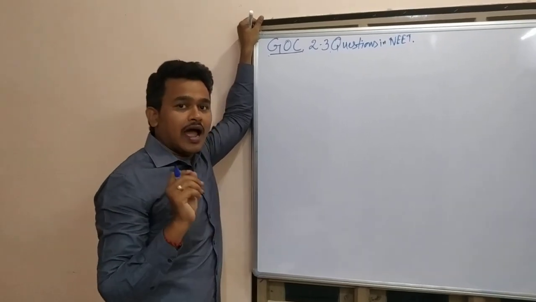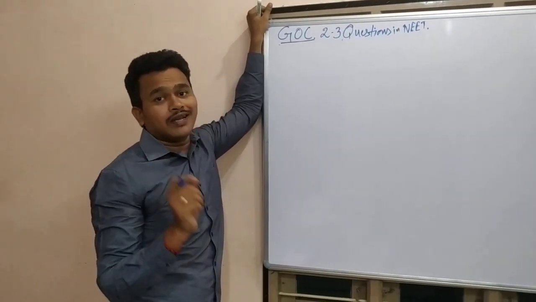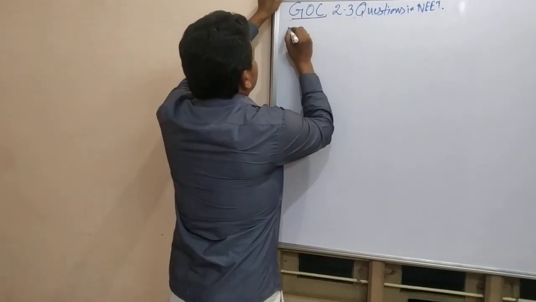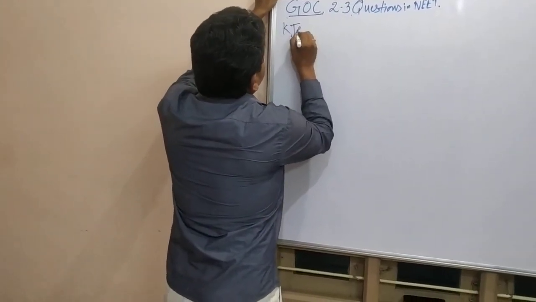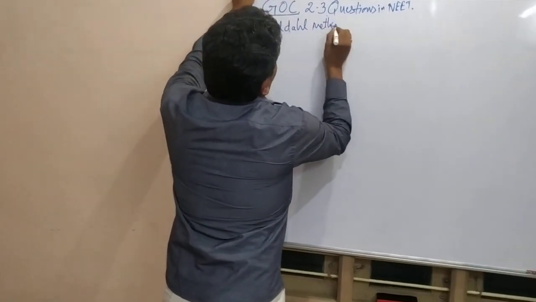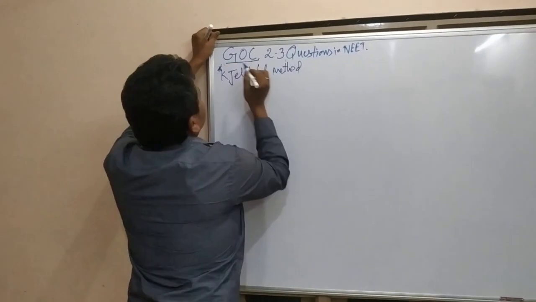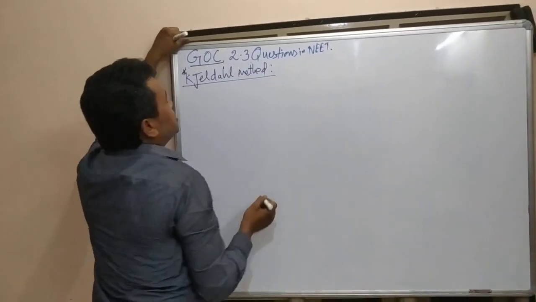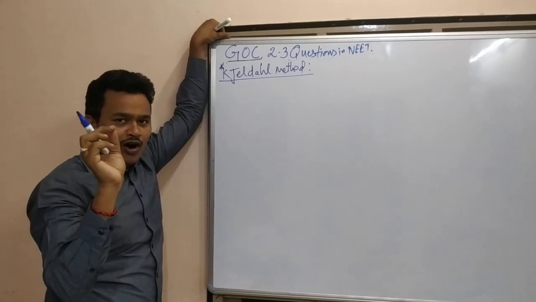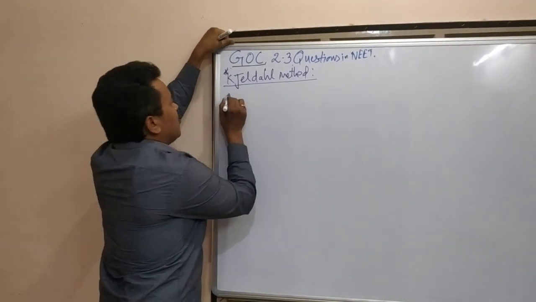Another important method to detect nitrogen is the Kjeldahl method. This is an important one. What is this method? I want to determine nitrogen. Some organic compound will be there.